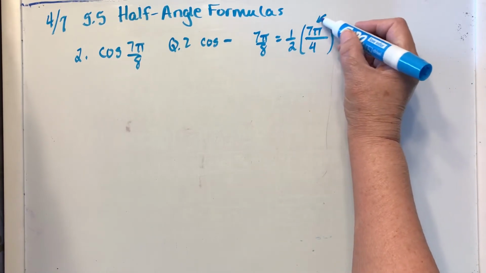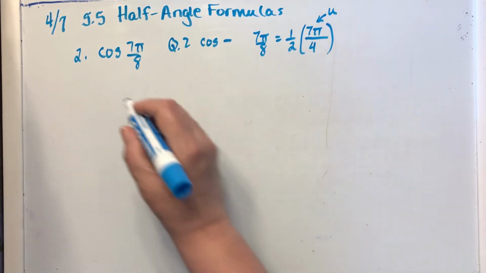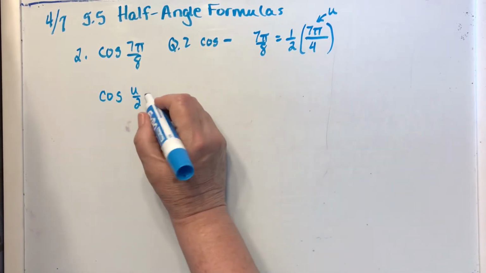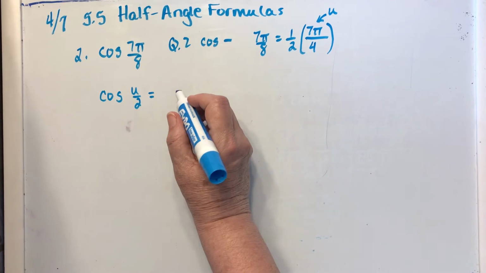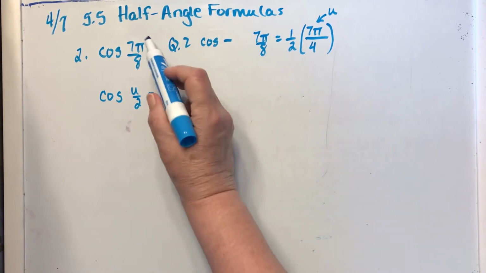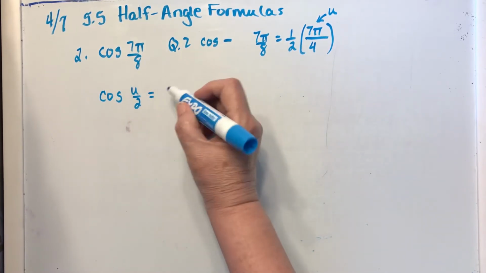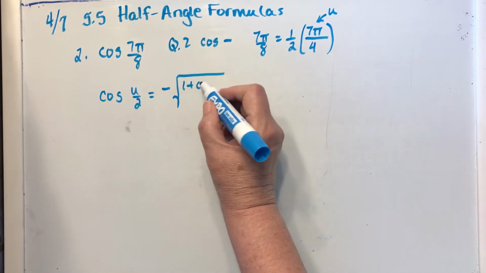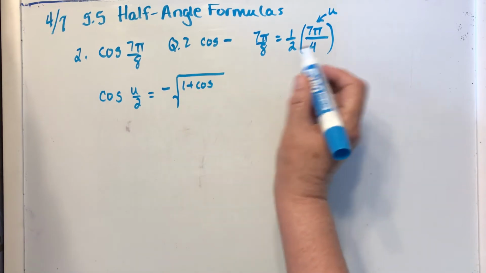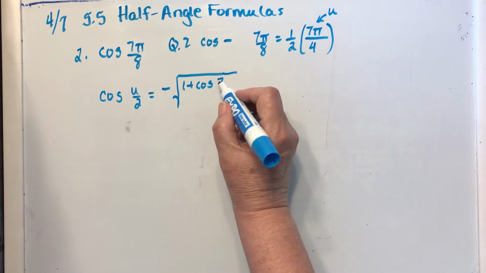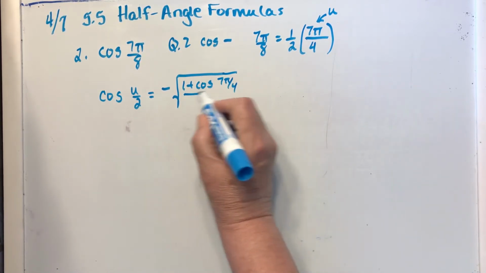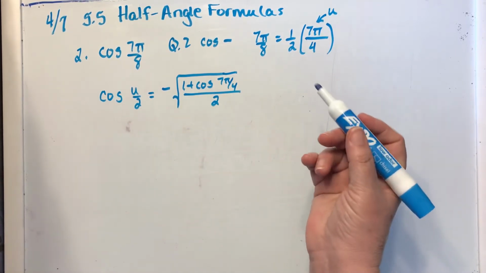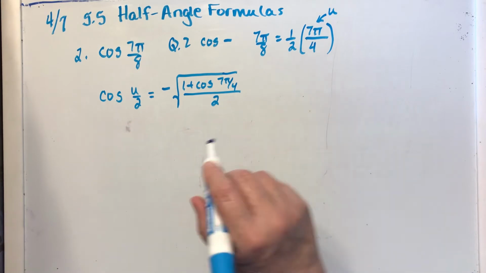So this is our u value that we're using in our formula. So the cosine of u over 2, or 1/2 u, is going to be, and it's usually positive or negative, but we've already figured out that since this is in quadrant 2, we're going to take negative, and it's the square root of 1 plus the cosine of u, which in this case is 7 pi over 4, all over 2.